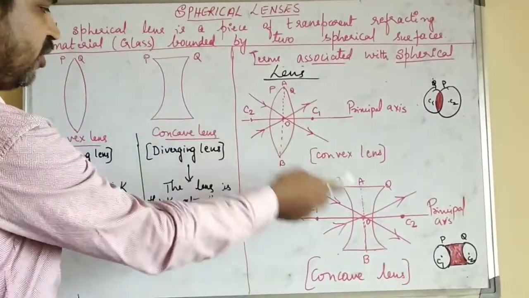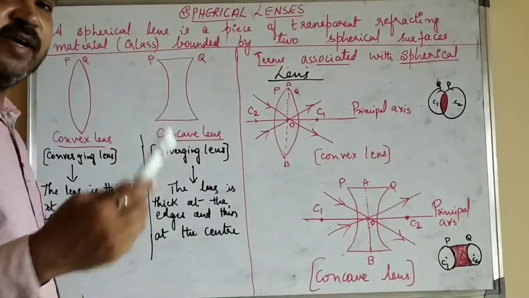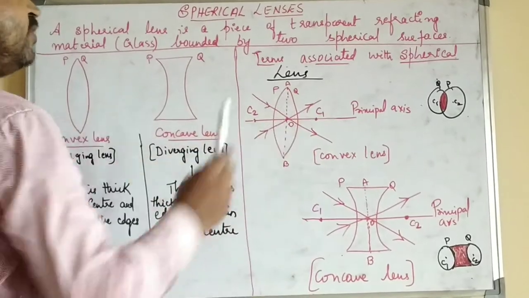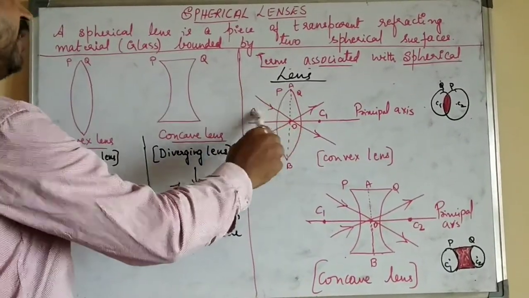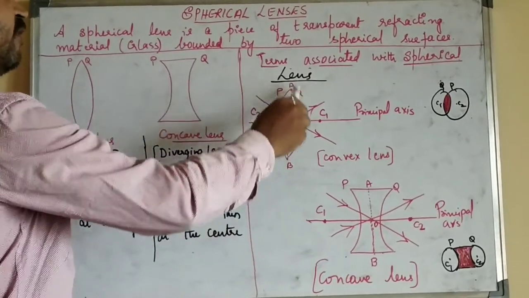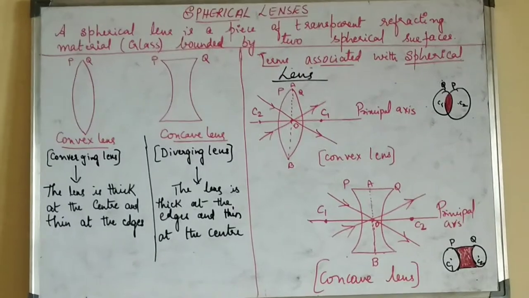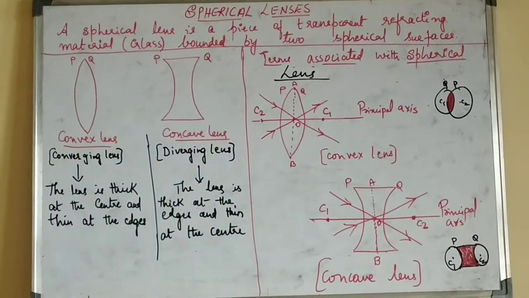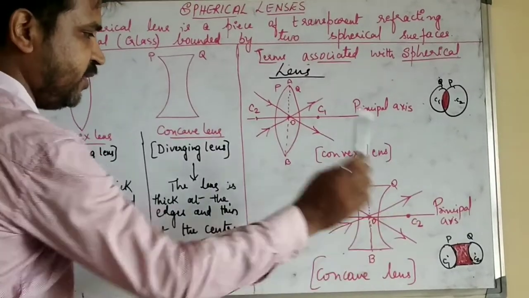Spherical lens means both concave and convex. I repeat, the center of curvature is defined as the centers of two spherical surfaces of the spherical lens. Okay, you can see here, C1, C2, here also C1, C2.